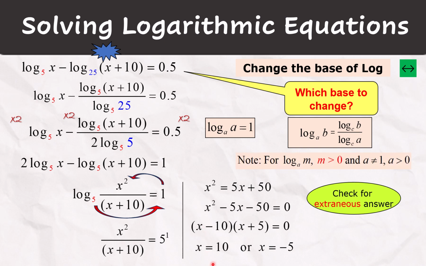So let's take a look at x equals 10. If x equals 10, you notice that both functions are not an issue, so I can accept x equals 10. Now let's take a look at x equals negative 5. If x equals negative 5, you notice for the first log function, the x is a negative value, which means the log function will not be defined. So I will not be able to accept x equals negative 5. Therefore, in this case, I will have to reject the value x equals negative 5. So the only answer that I have to accept is x equals 10.